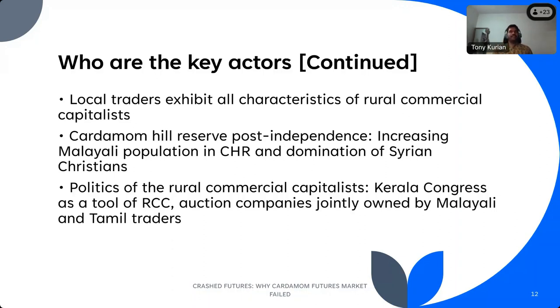Now, if you look at explanations about the failure of cardamom futures, some people say that if the market has a tendency for monopoly, if it's a narrow commodity, by which they mean a commodity produced in very little area, it's naturally going to fail. Okay, that is the market structure version. So it's a simple explanation that many people hold. The sociological explanation about quality is the other side of the argument.